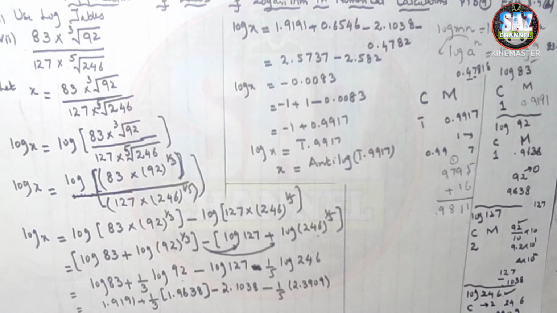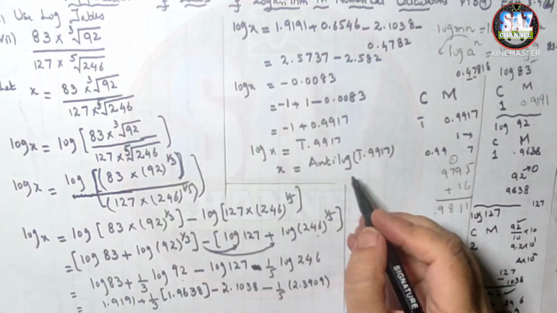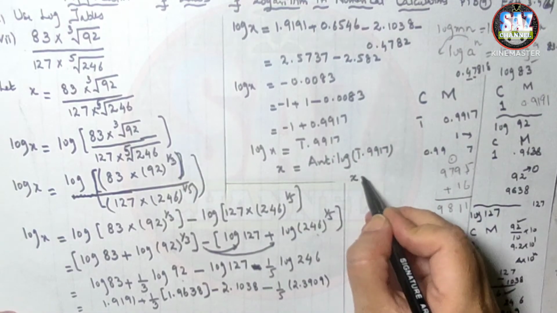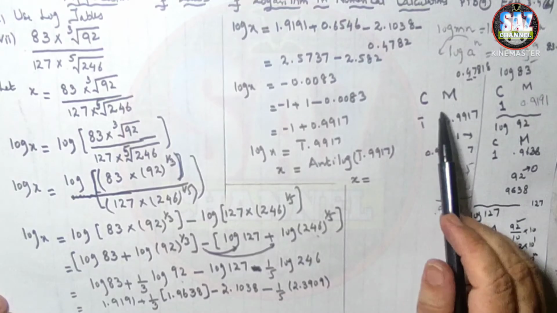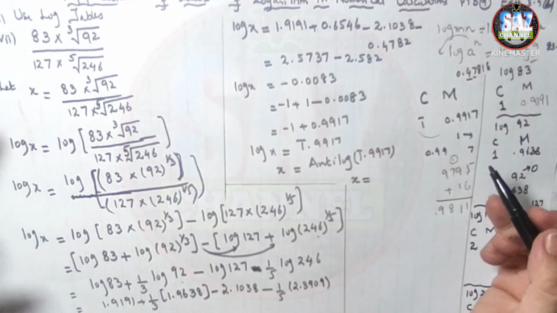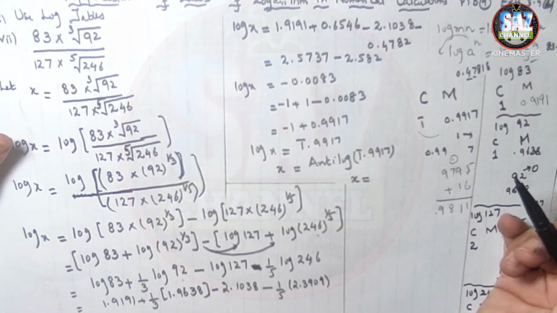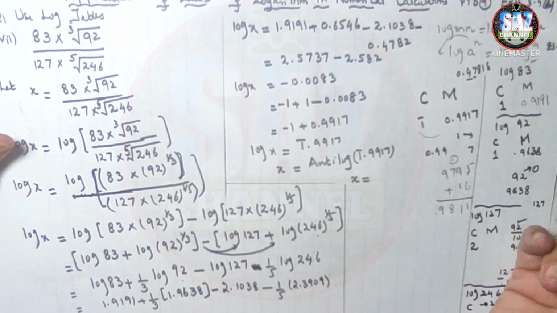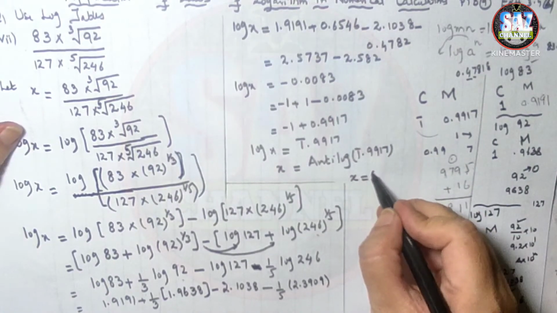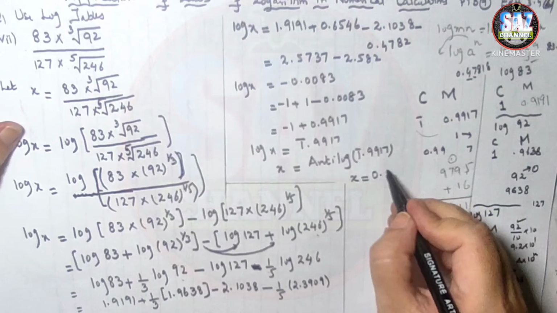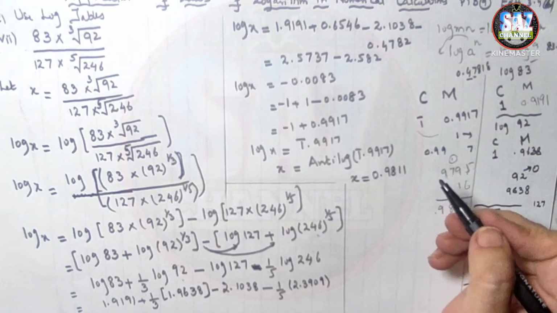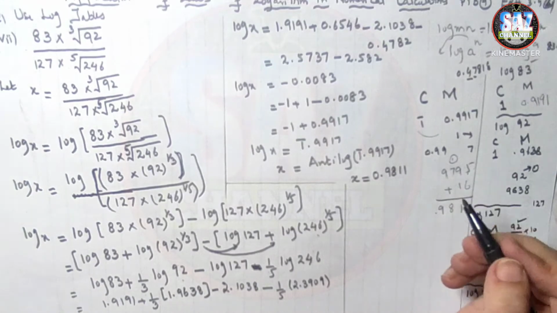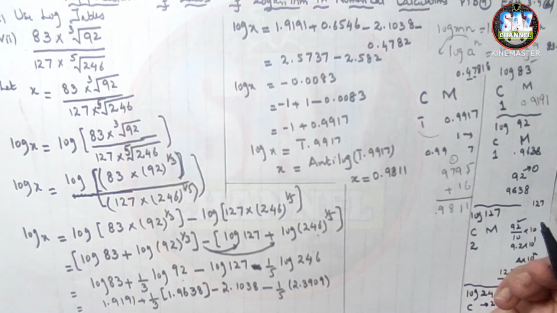And now it's time to discuss the role of the characteristic as well. The characteristic helps us in placing the decimal in the antilog part. As the characteristic is negative, that means there is no 0 after the decimal. So the answer will be 0.9811. I hope you are really clear about this question, and let's move to the last part of this question.